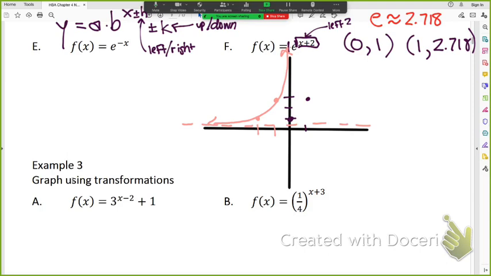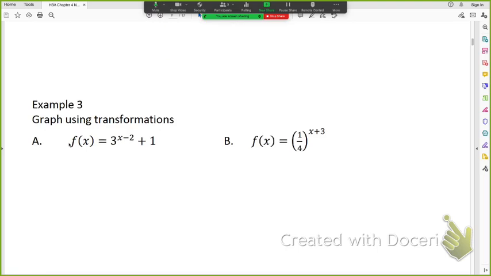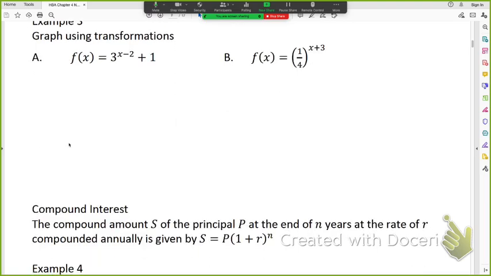All right, so where's my mouse? There we go. All right, so using A and B as our final 2 graphing questions, these just have transformations in them.